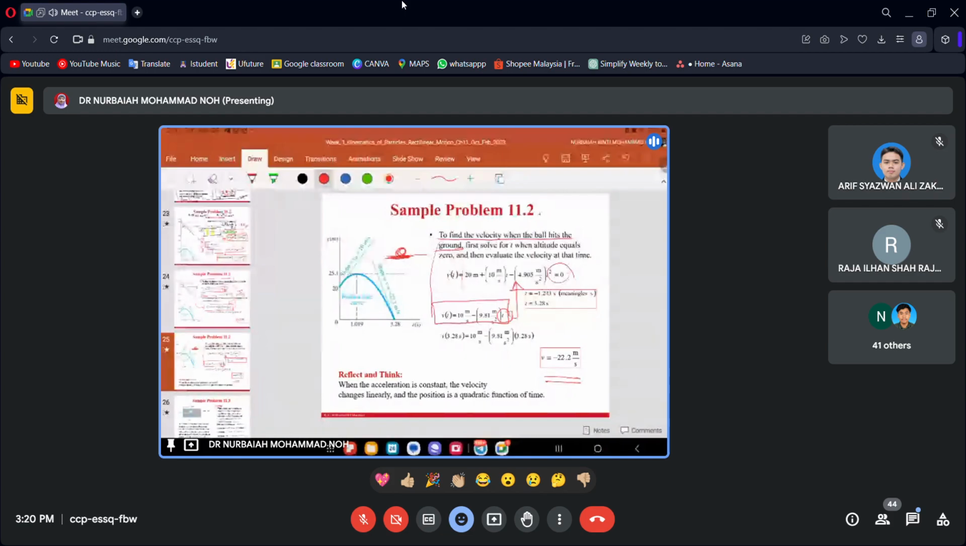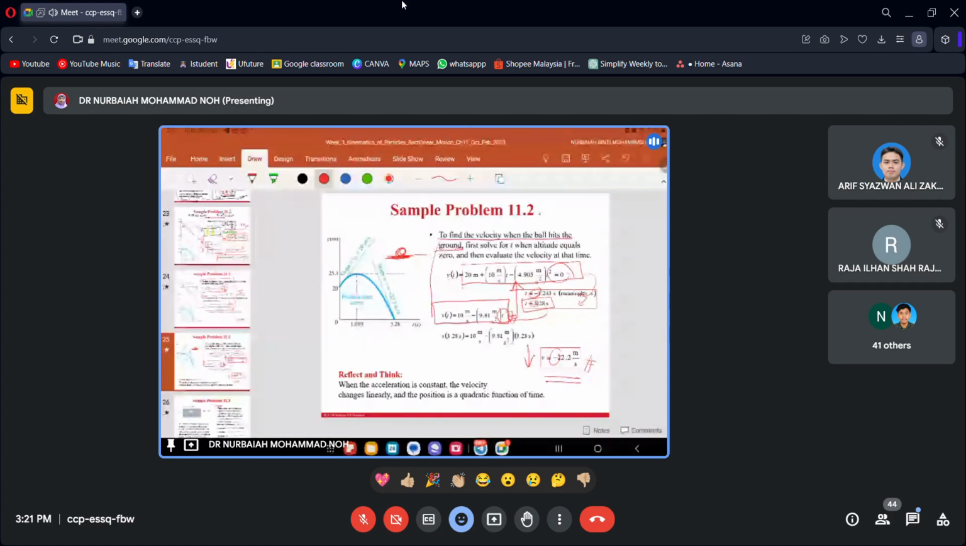Now based on this quadratic function, it will give you two results, a positive value and a negative value. Since we are talking about time, there's no negative time. So we will choose t equal to 3.28 to be substituted into these functions. Finally you can get the velocity. Negative 22.2 meter per second bermaksud velocity itu is going downward.